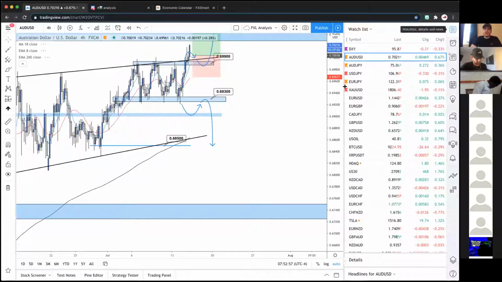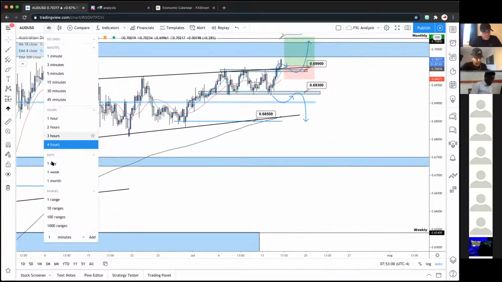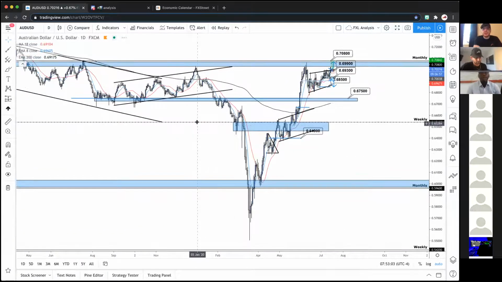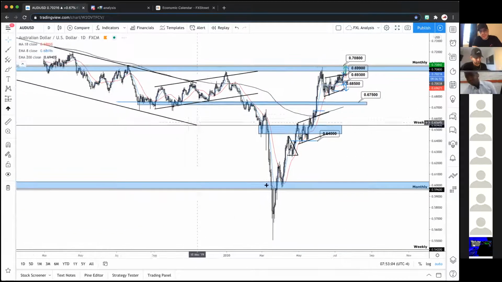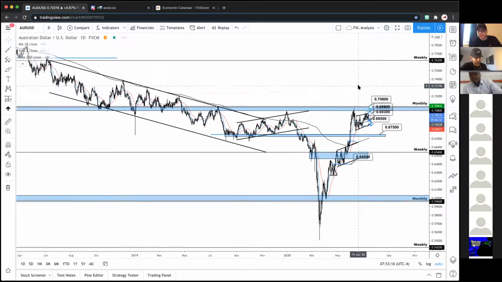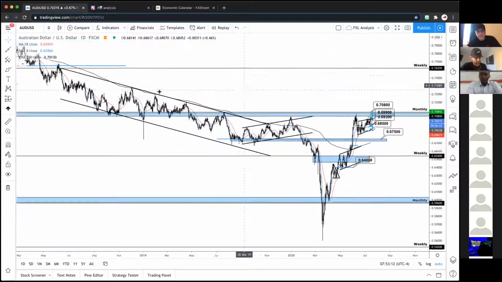Let's move over to AU. This one's looking interesting too. Again, this moves very directly with DXY. If DXY starts falling off, you'll see AU start to appreciate and start climbing up towards major resistance levels. So let's go to the daily real quick.